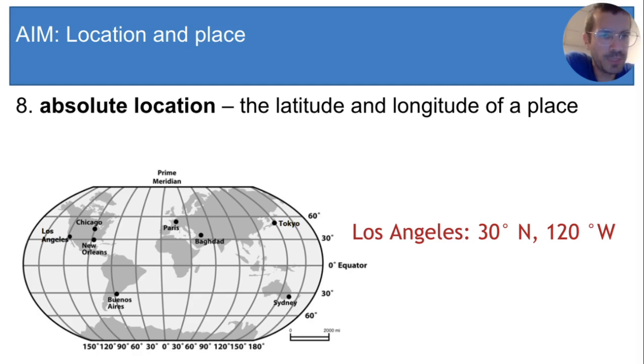But to explain quickly, latitude lines go across the globe and measure distance north and south of the equator, while longitude lines go up and down the globe and measure distance east and west of a line called the prime meridian. Looking at the map, Los Angeles, for example, is located at about 30 degrees north and 120 degrees west. In the modern day, absolute location is determined by a network of satellites called a global positioning system, or GPS. Global positioning system.